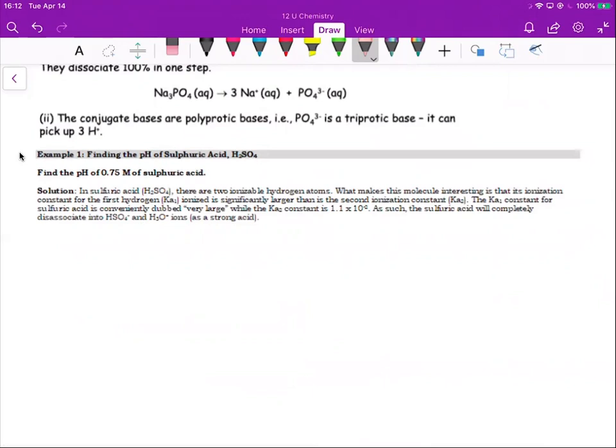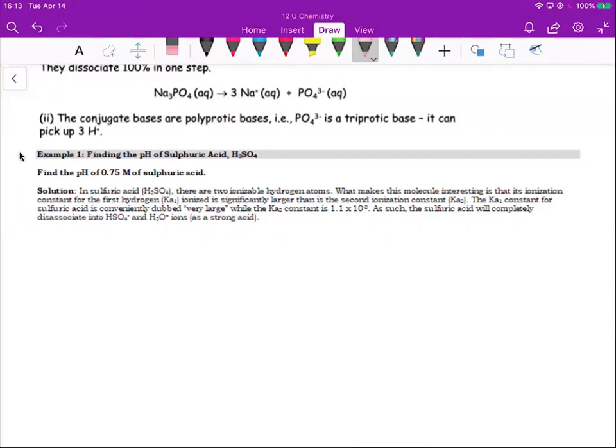And it says, in sulfuric acid, there are two ionizable hydrogen atoms. What makes this molecule interesting is that its ionization constant for the first hydrogen, Ka1, is significantly larger than the second ionization constant, Ka2. The Ka1 constant for sulfuric acid is conveniently dubbed very large, while the Ka2 constant is 1.1 times 10 to the minus 2. It's actually still pretty big. As such, the sulfuric acid will completely dissociate into HSO4- and hydronium ions as a strong acid.